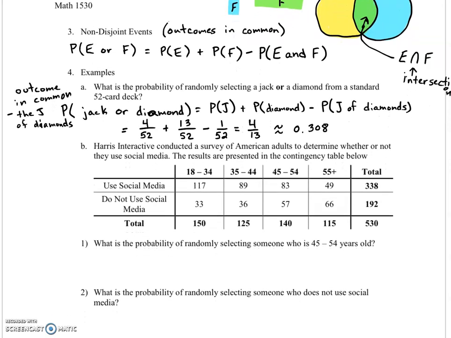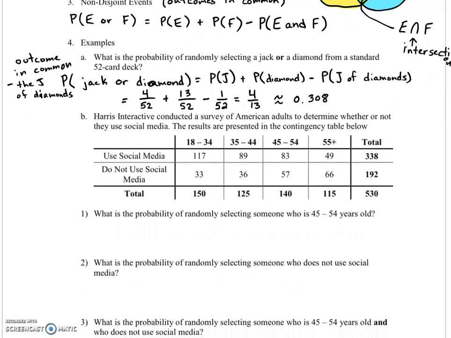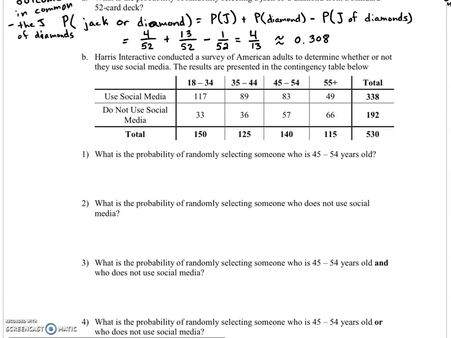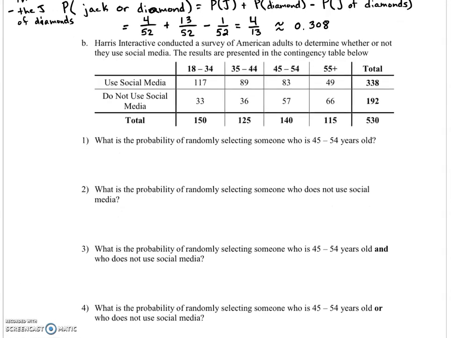Okay, so now that we've done the probability of the cards, let's go to this contingency table, as they call them. So what is the probability of selecting someone who is 45 to 54 years old? So I will say the probability of 45 to 54 age. This is a simple probability. We are just looking at the total number of people that are in that age group.